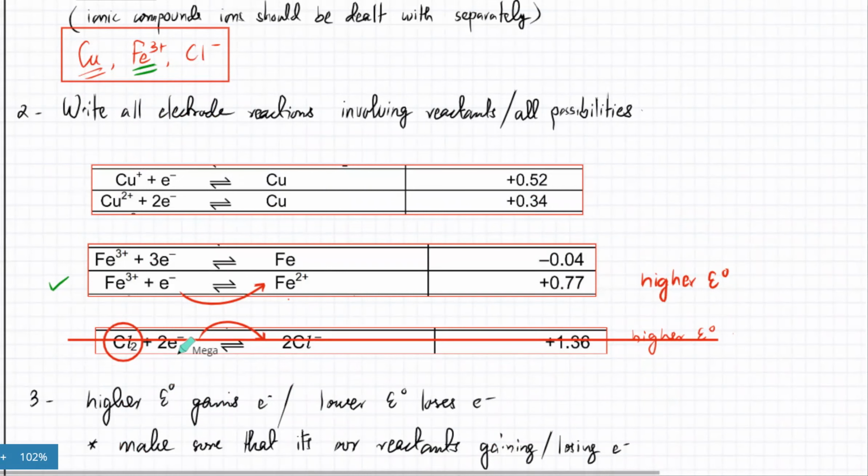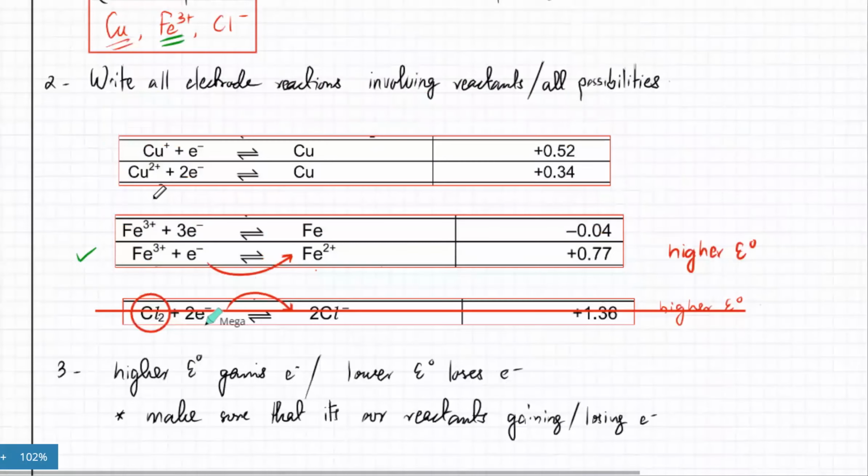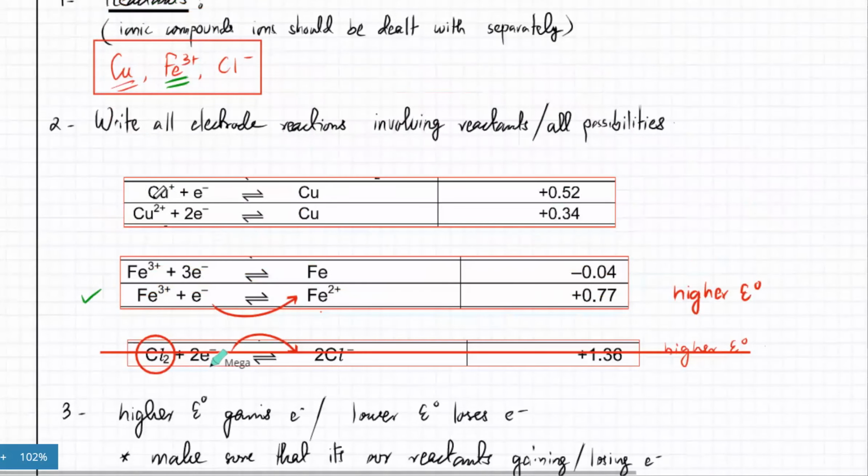Yes, sir. Okay. So the last point, there was this important point that you're going to select the high E naught which gains electrons, and you're going to select the low E naught which is supposed to lose electrons. But you have to make sure that it's our reactants that are going to gain or lose electrons. So Cl2 is nowhere. We don't have Cl2, which is why I'm not going to use Cl2. So this equation is out of the question. So remaining 4, this is the higher E naught.